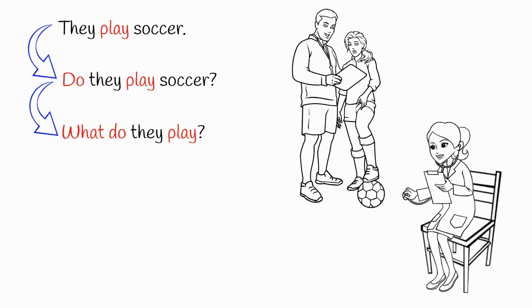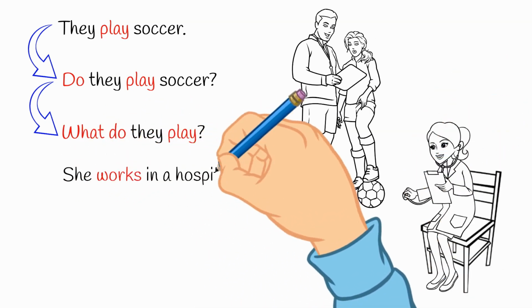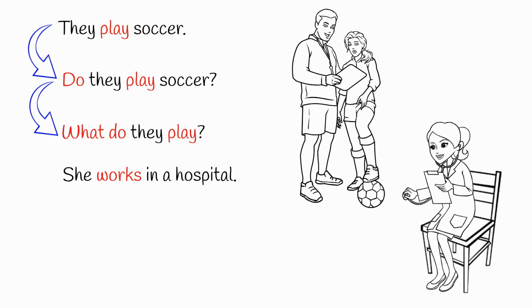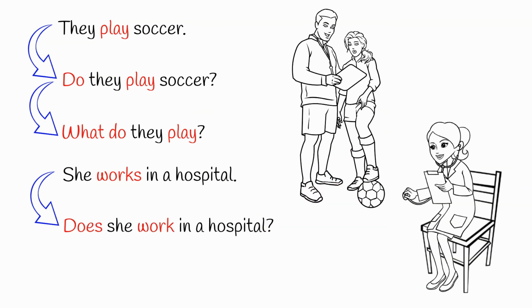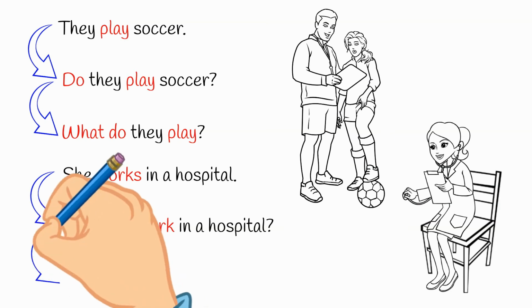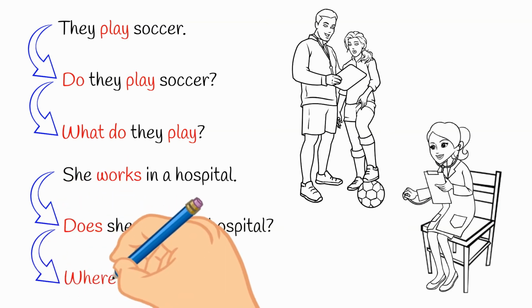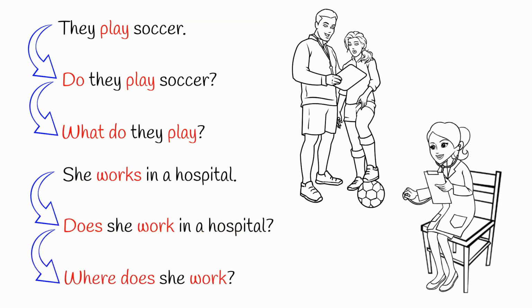Let's try another sentence with a different actor. She works in a hospital. When changed to a yes/no question, it becomes, does she work in a hospital? We use does because the actor is she, and work has no s. If we didn't know where she worked, we would ask, where does she work? The question word where goes before does, and work does not have s.